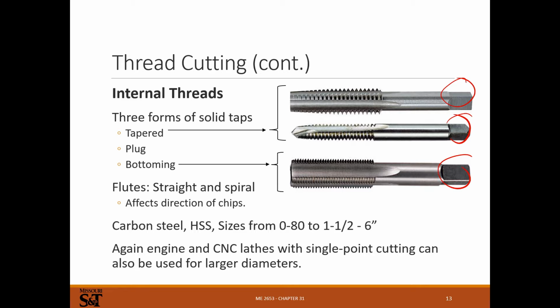And then there's three main types: tapered, plug, and bottoming. So you usually get started with a tapered or a plug. Plug is pretty common for taps. For smaller taps, you usually buy a set of plug taps, and then you'll need the occasional bottoming tap for a blind hole that's not through and you need to get threads all the way to the bottom or as close to the bottom as you can.